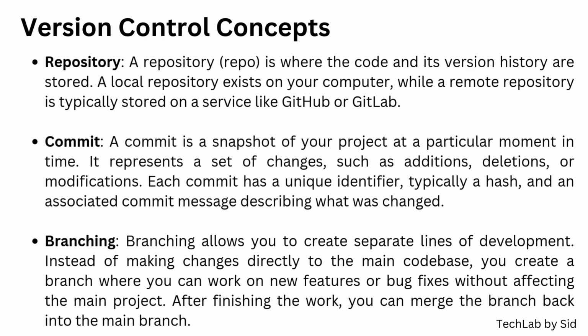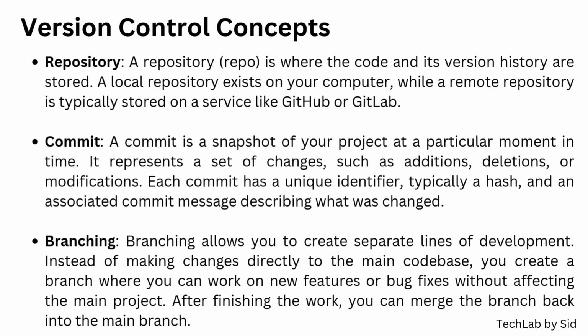Version control involves several key concepts to manage and track code changes effectively. Repository. A repository, or repo, stores the code and its version history. There are two types, a local repository on your computer and a remote repository, which is typically hosted on platforms like GitHub or GitLab. Commit. A commit captures a snapshot of your project at a specific moment, representing changes such as additions, deletions, or modifications. Each commit is identified by a unique hash and includes a commit message that describes the changes made.